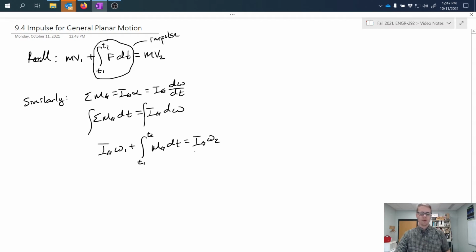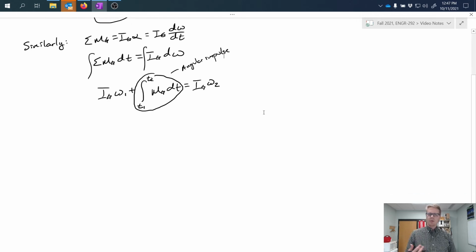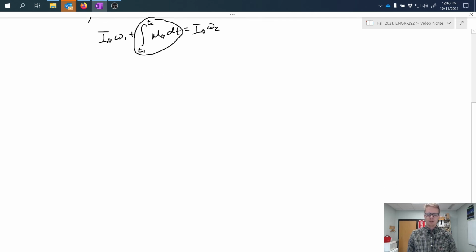So this, of course, looks very similar to what we saw above in the linear sense, where this middle term now represents angular impulse. And so we have that term. Now, really remembering that general planar motion is just the combination of translation and rotation happening at the same time, we can put all of this together, the linear momentum terms and this angular momentum equation, in order to represent the full state of what's going on in a general planar motion scenario.